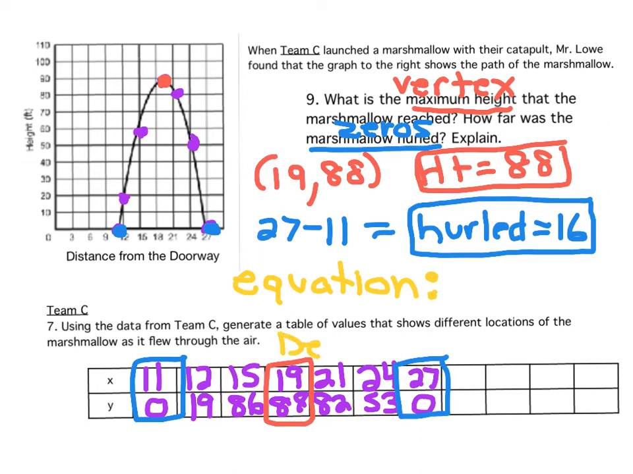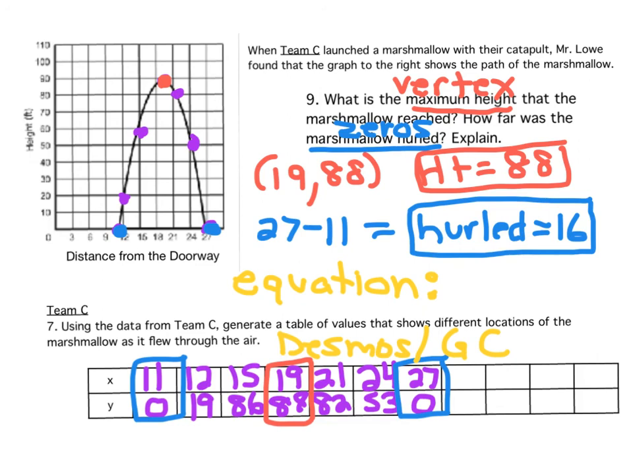So now let's head over to Desmos or our graphing calculators, and remember what you did for step 1 and see if you can go ahead and get us the equation here for Team C. Once you've got your equation, you can check just how close our vertex and our distance hurled is by finding your vertex and your zeros.